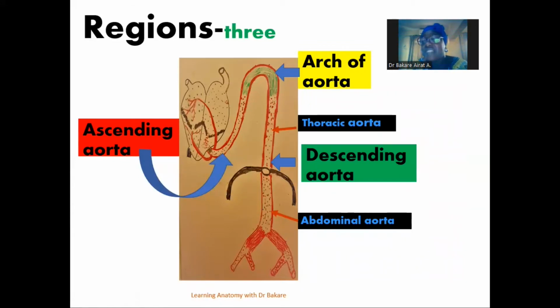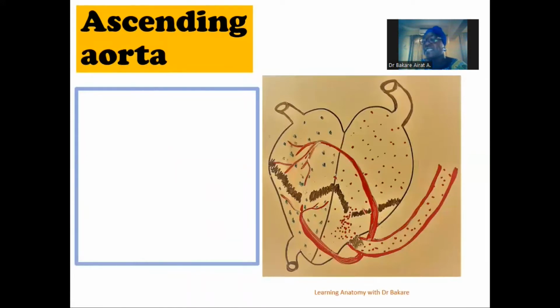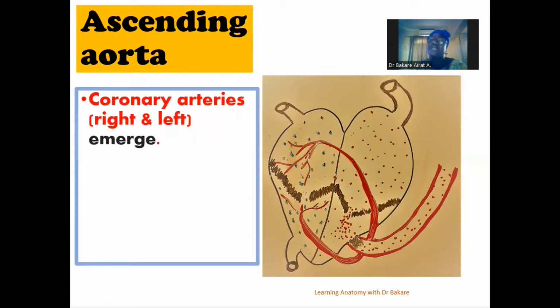So let's dive into the ascending aorta. We already said that the ascending aorta is the initial segment of the aorta, and it is the region that is seen to ascend up. This region only gives off a branch called the coronary artery. This is the coronary artery highlighted in red. It is given off to supply the muscles of the heart.